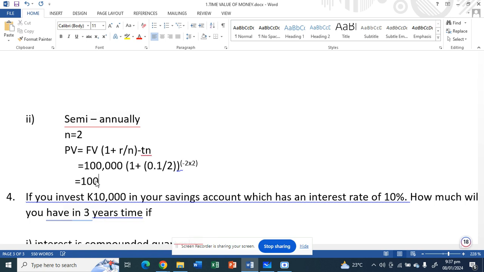So we have 100,000 multiplied by 1.05 to the power negative 2 times 2, the number of years multiplied by the number of compoundings, you get negative 4.